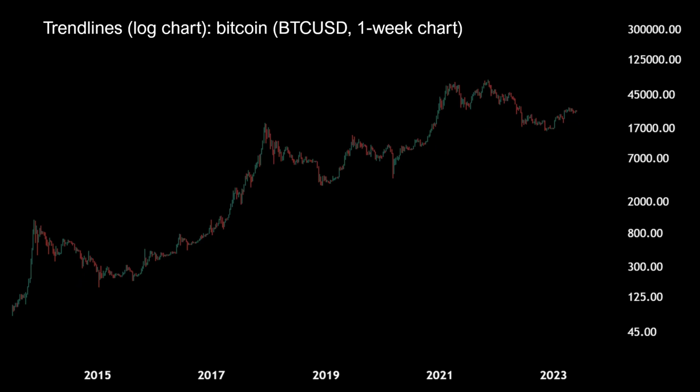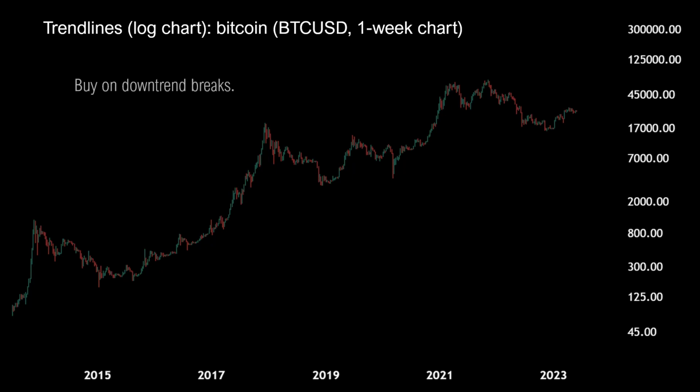Of course, you can see trend lines on just about any asset, and Bitcoin is no exception. Here, I'm using the Bitcoin 1 week chart, and again, I'm using a log scale to focus on percentage changes rather than the absolute dollar amount. Here's a very simple long-term trendline strategy that would have worked wonders with Bitcoin.